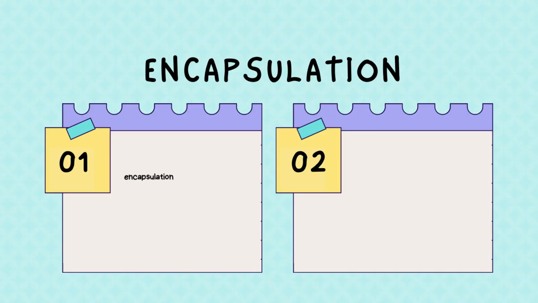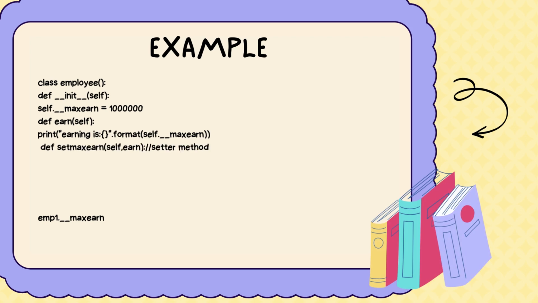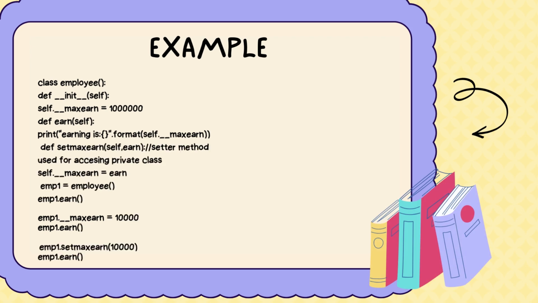Next one, encapsulation. Encapsulation is nothing but the binding up of data in a single class. Python does not have any private keyword like Java, but for encapsulation in Python, we use a setter method. Without using the setter method in encapsulation, you get an attribute error. In this example, we use a setter method. Making use of the setter method provides indirect access to the private class method.